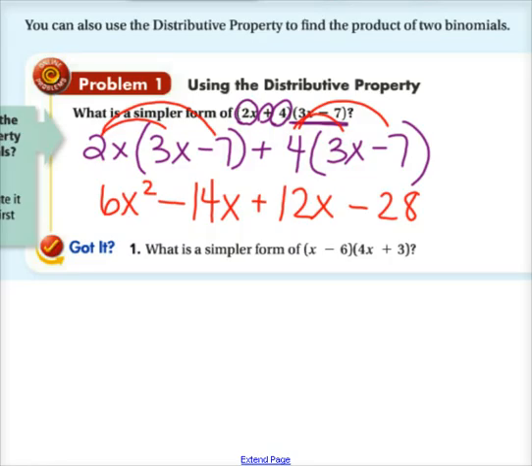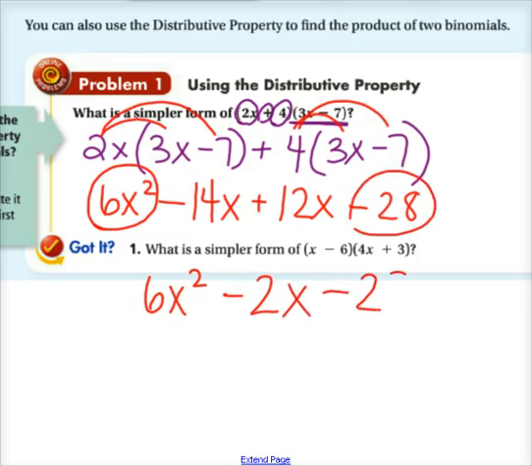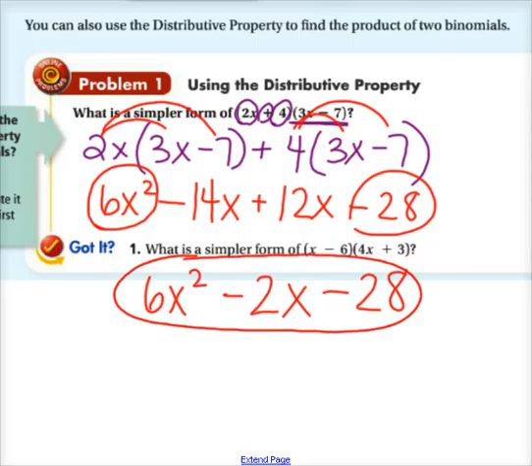Now I'm going to combine like terms. This is the only monomial with an x squared, 6x squared. I can do negative 14x plus 12x, and I get negative 2x. And then my negative 28 is the only constant. Here is my final answer. When you multiply two binomials, you get a trinomial.